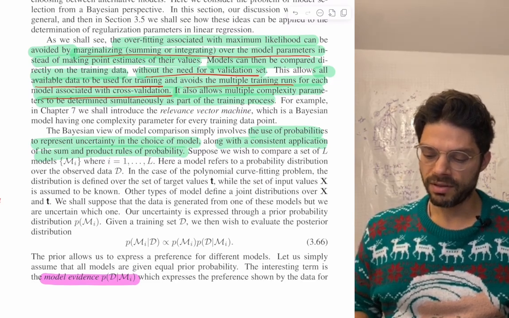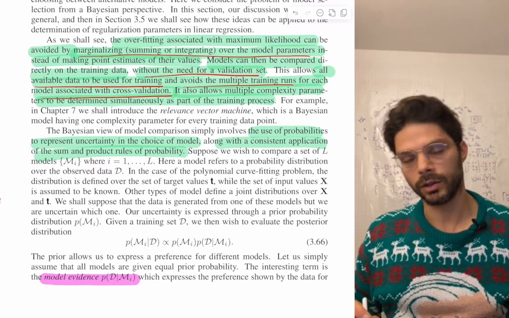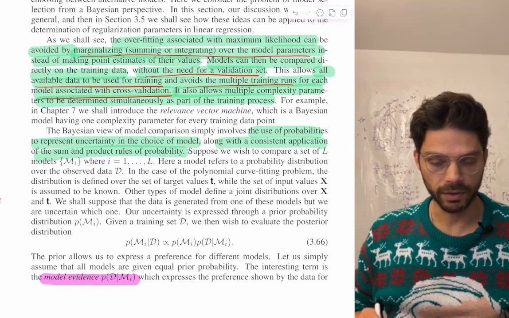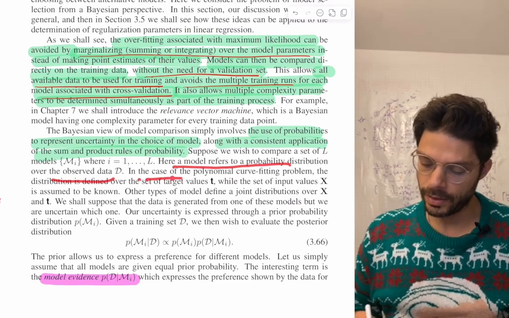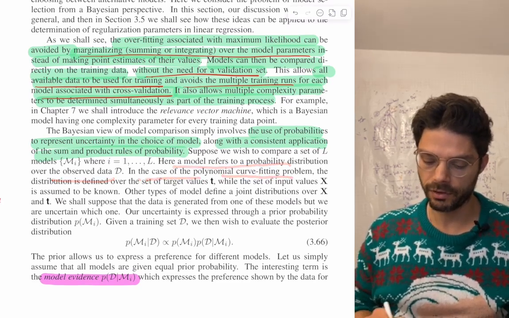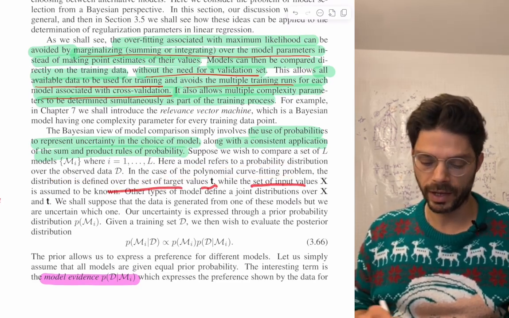Okay, so suppose we wish to compare a set of L models. For example, these would be the linear model, the quadratic model, and so on, for a given data set. Here, model refers to a probability distribution over the observed data. In the case of the polynomial curve fitting problem, the distribution is defined over the set of target values, while the set of input values is assumed to be known.